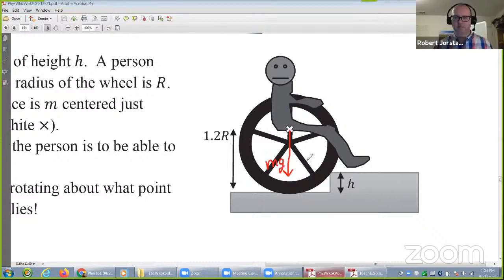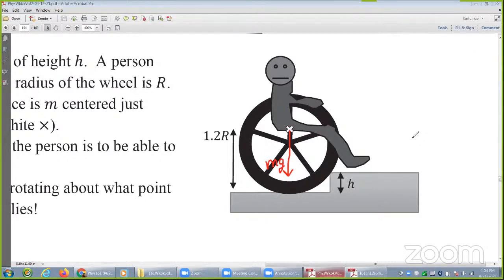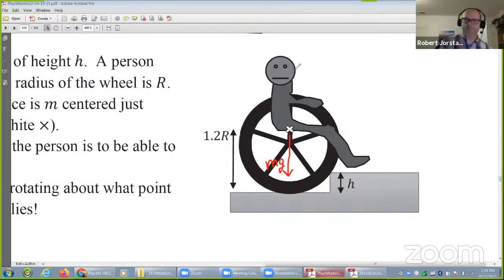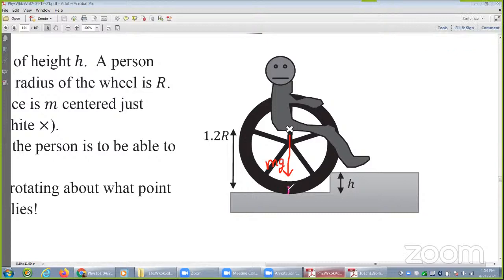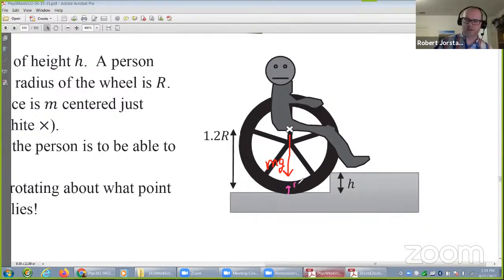mg. What else have we got? Anybody else? Normal force going up. From where? From the bottom point of the wheel. I'll call that normal force little n here. What else do we have? Is there going to be friction associated with that normal force? Maybe, we're not sure. If there was friction, which way do you think it would point?